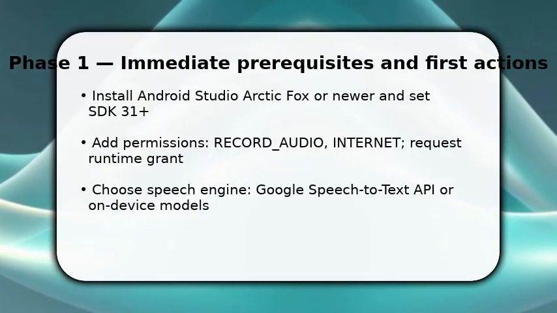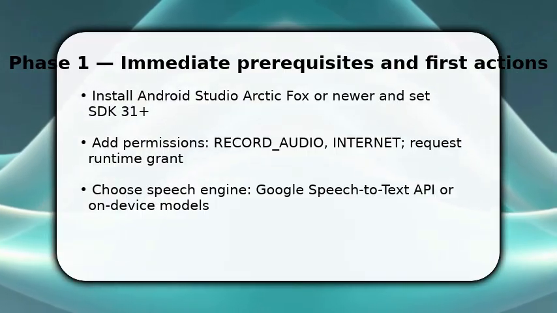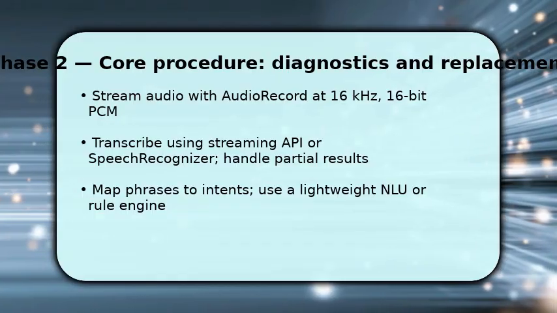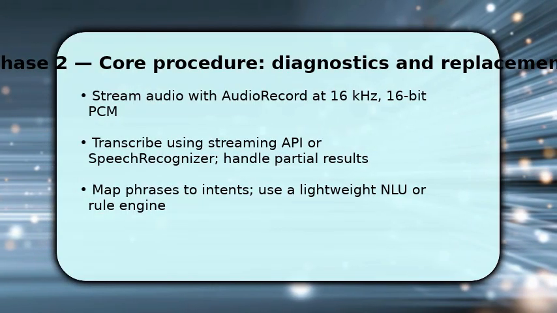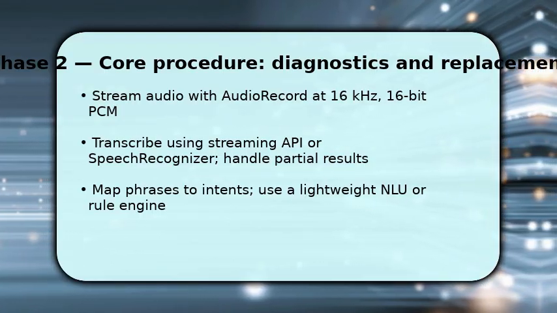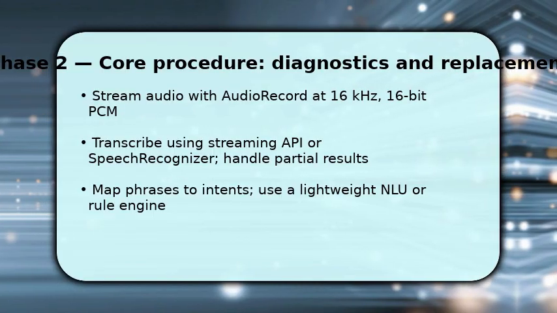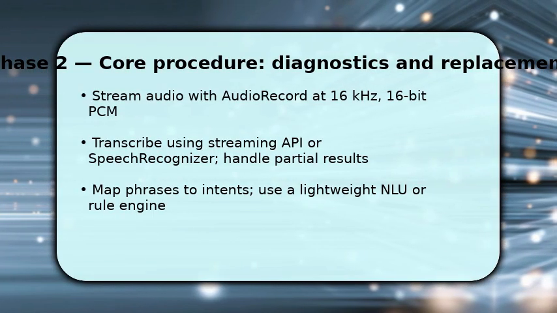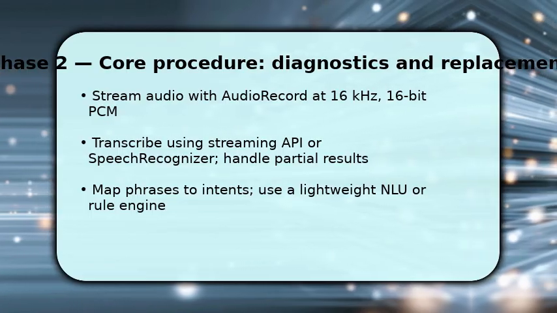Now implement audio capture, streaming it to your transcriber. Use AudioRecord configured for 16 kHz, 16-bit PCM to match models, buffer and send frames in a background thread. Next, wire the Streaming Speech API or Android SpeechRecognizer to receive interim and final transcripts.